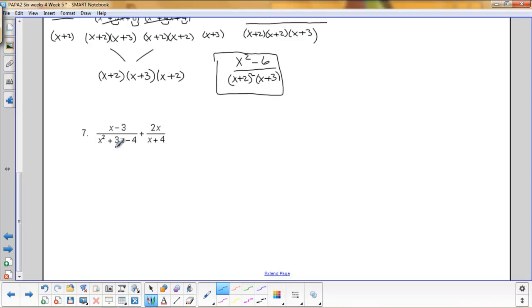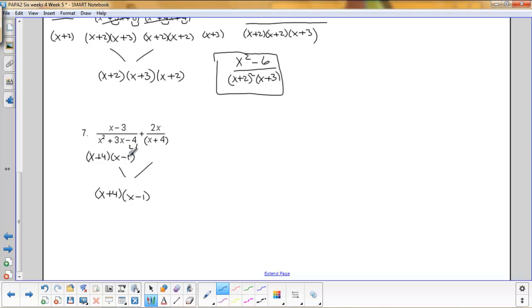Question number 7. What two numbers multiply together to make negative 4, and how do they add up to 3? X plus 4 and x minus 1. That means my common denominator is 1 of everything that's on the bottom, which is x plus 4 and x minus 1. This is an example of how the single x plus 4 will work across the entire denominator. Notice there's only one x plus 4 over here, so I've already written it.